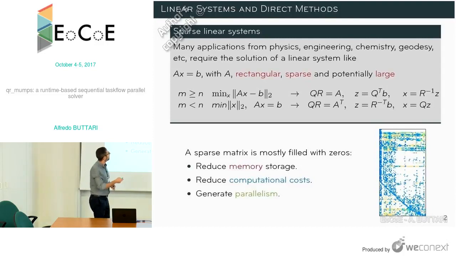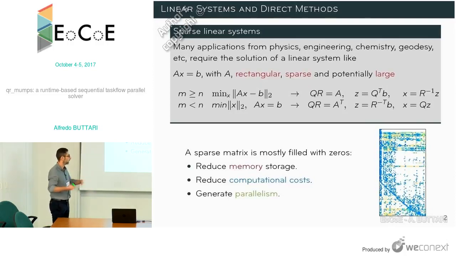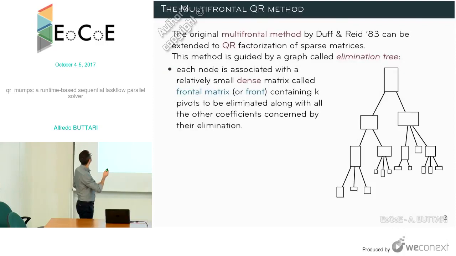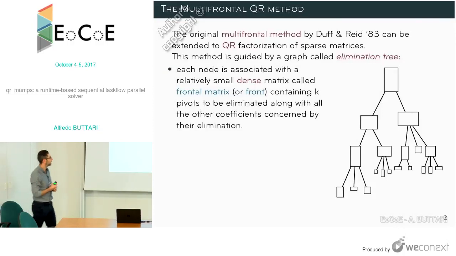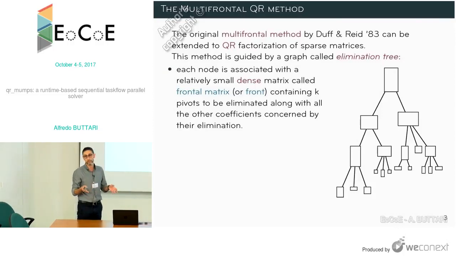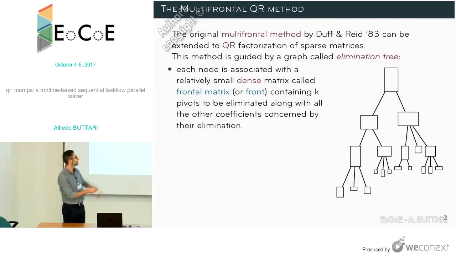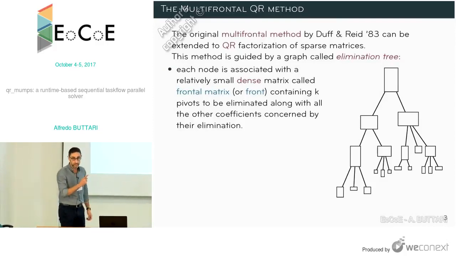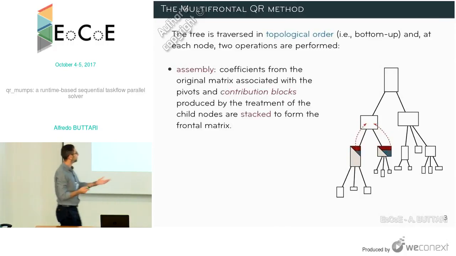So here we're interested in solving linear systems with a matrix A which is rectangular, potentially large, and sparse. And so, of course, we want to take advantage of sparsity for a number of reasons that we all know. The method that we are using for doing this is the so-called Multifrontal QR method, which basically computes the QR factorization of a sparse matrix. So it's a direct method, and it is guided by a graph which has the shape of a tree, called the elimination tree, where each node of this tree is associated with a relatively small dense matrix, which we call a front or a frontal matrix. And this tree is processed bottom up.